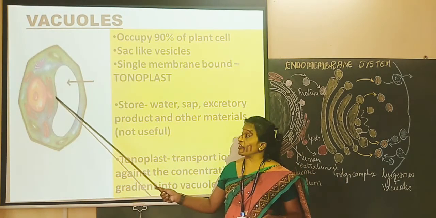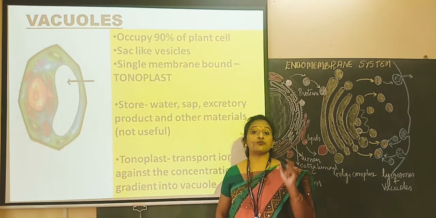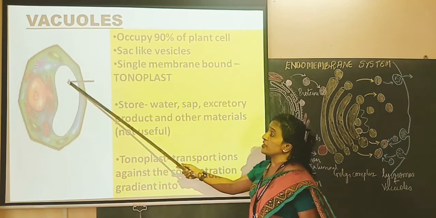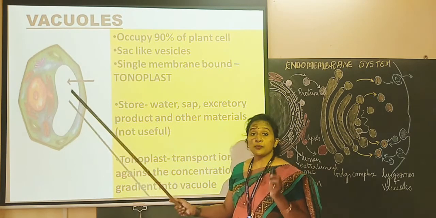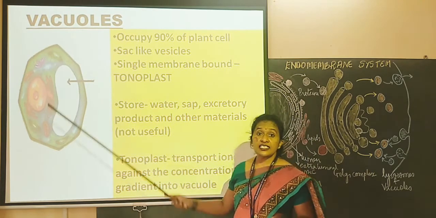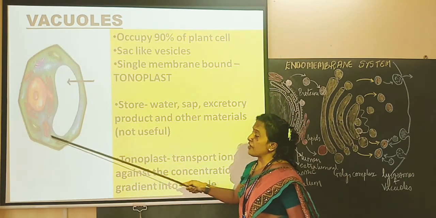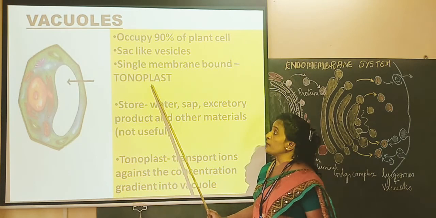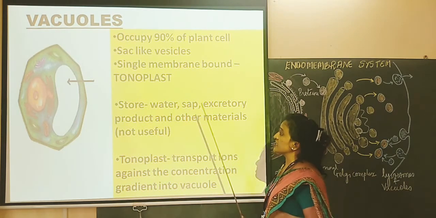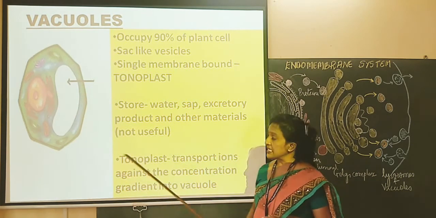A large central vacuole is present in the plant cell, whereas in animal cells, if present, they will be small in size. They occupy 90% of the plant cell, which indicates they play a very important role in the plant cell. They are sac-like vesicles formed after the fusion of vesicles. The vacuole has a membrane called the tonoplast, which is a single membrane-bound structure, and it will store water, sap, excretory products and other materials that are not useful for the cell.